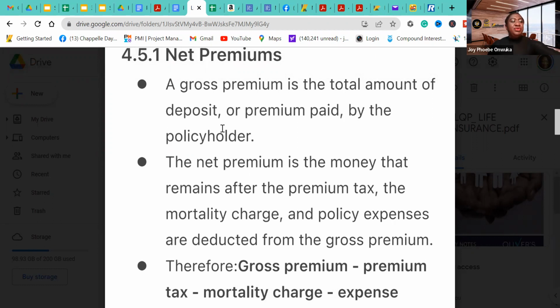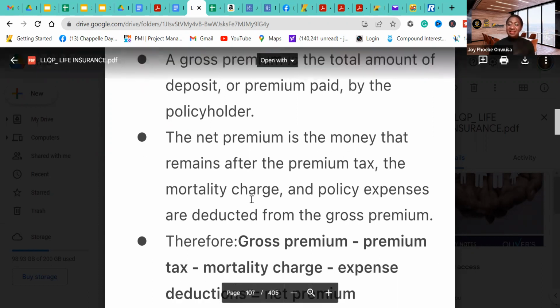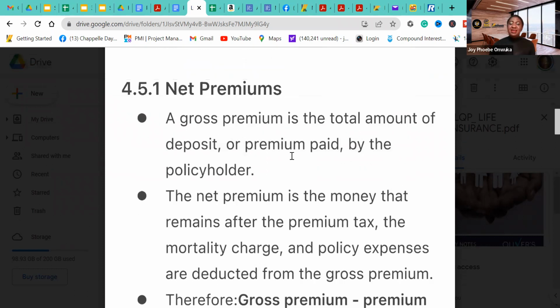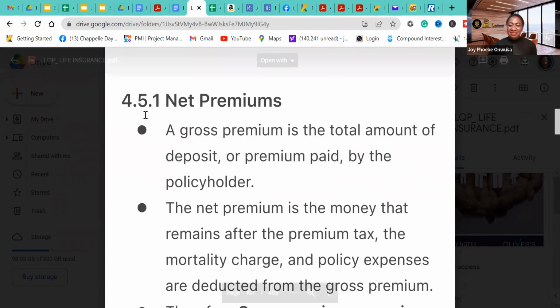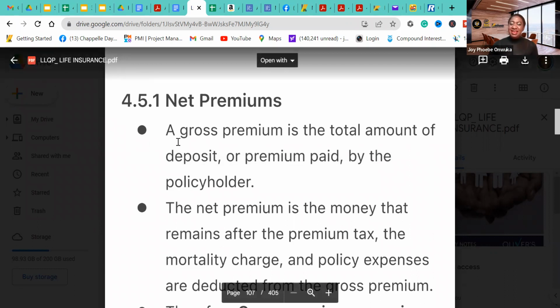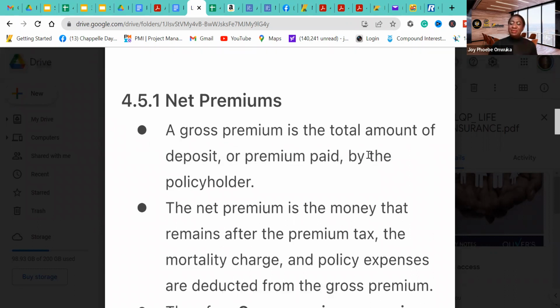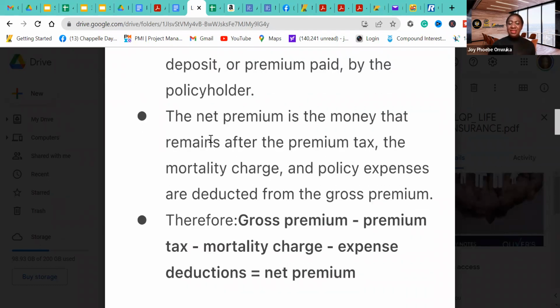So we move on to the net premium. A net premium is the money that remains after the premium tax, right? It is just like gross income, net income, typical kind of thing, right? That's why it is here. A gross premium is the total amount of deposit or premium paid by the policyholder. All right. Now we move on to the net premium.